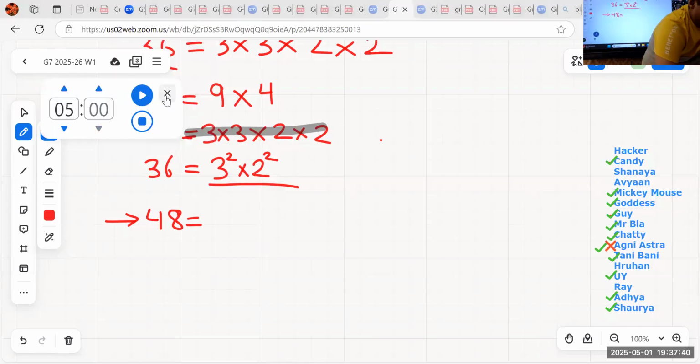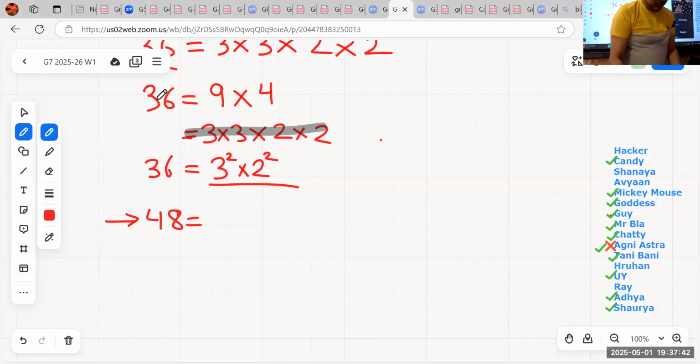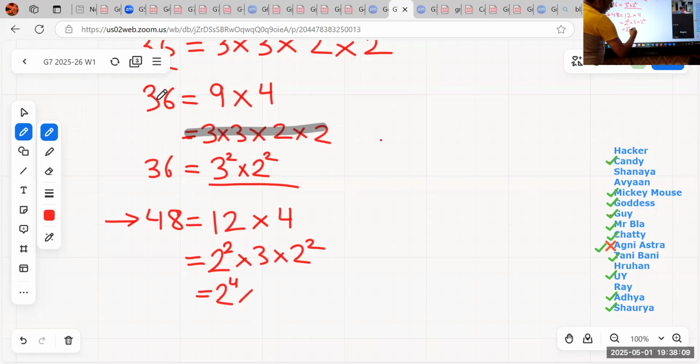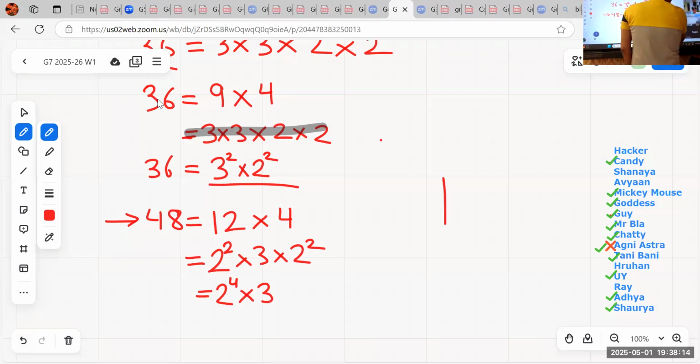So Hacker and Shania, let's see. First, if I want to do the prime factorization orally, I can do 12 into 4. You can do it normally also. 12 can be written as 4 into 3. So 4 can be written as what? 2 square. So 2 square into 3 into 2 square. So that will give you 2 to the power 4 into 3. Or you could have also done the prime factorization.